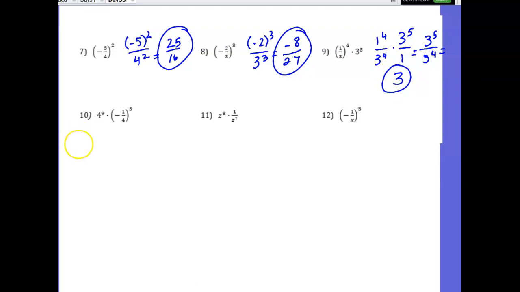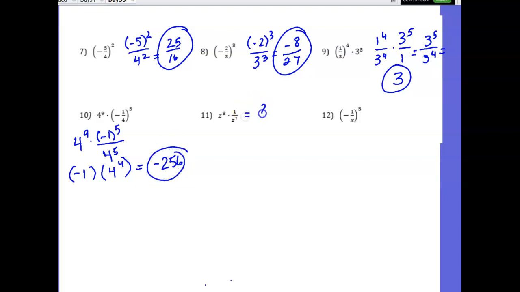Okay, number 10, we've got 4 to the ninth times negative 1 to the fifth and a 4 to the fifth. Okay, negative 1 to the fifth is just going to be a negative 1. So we're left with a negative 1 times 4 to the ninth divided by 4 to the fifth, which would be 4 to the fourth. So when we evaluate that, we end up with negative 256.